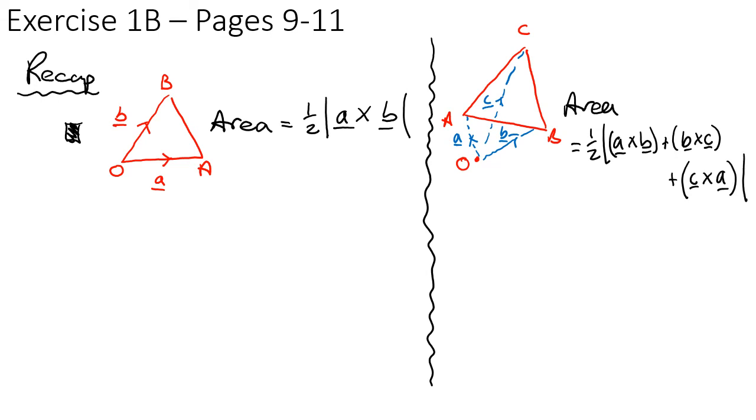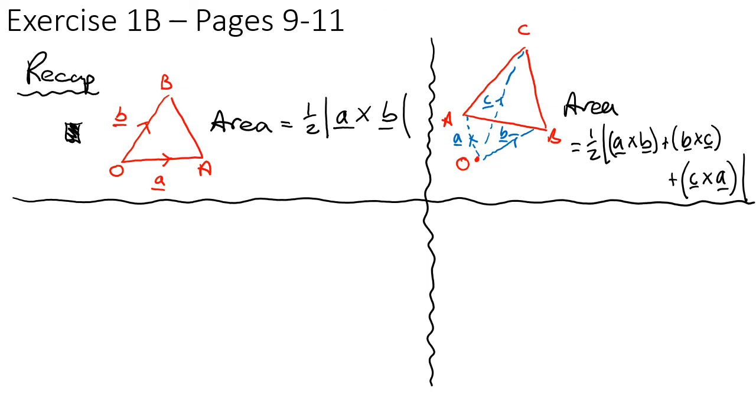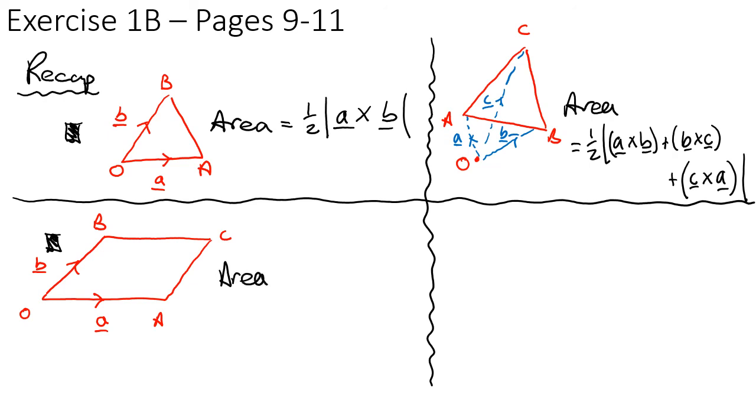Then if we move on to the parallelogram, so with our parallelogram, again, if one of the vertices is the origin, like this, so O, A, B, C, like this. So this would be A, this would be B. Then it's like the same formula for the triangle, we just take the half out. So it'll just be the modulus of A cross B.